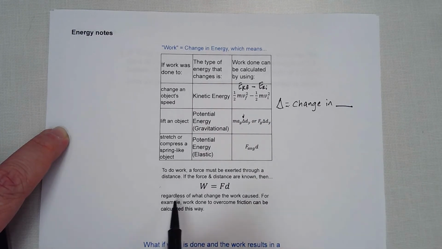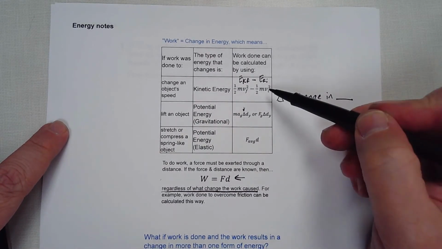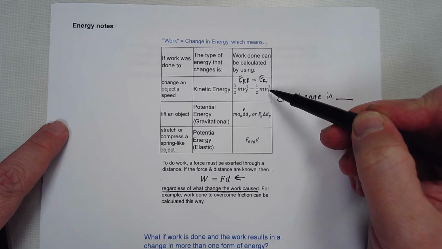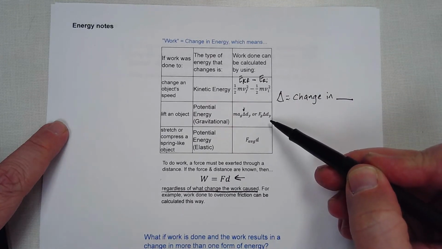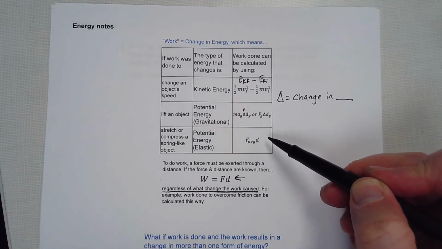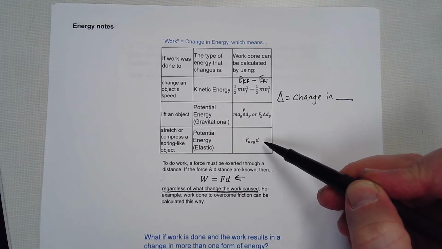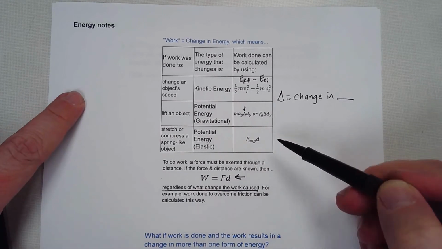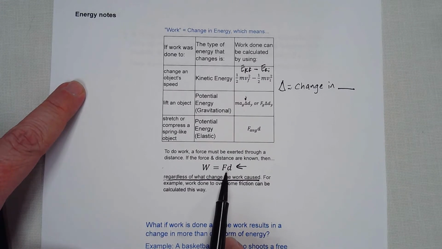So regardless of what actual change the work caused, there's no way for work to be done without pushing through a distance. No way to make something go faster unless there's a net force exerted on it to cause it to accelerate. No way to lift something unless there's a net force upwards to get it moving upwards, and then that force has to be continually applied to cancel out gravity as it's lifted. Then, average force times distance, no way to stretch or compress a spring unless force is exerted on it. So, regardless of what kind of energy the work ends up being, it always takes a force exerted through a distance to cause it.